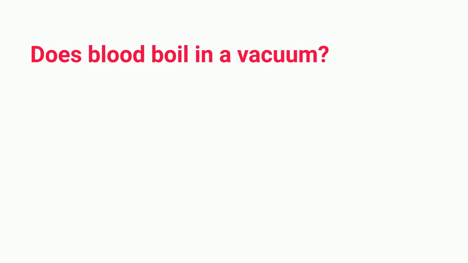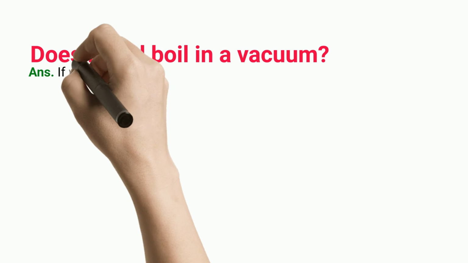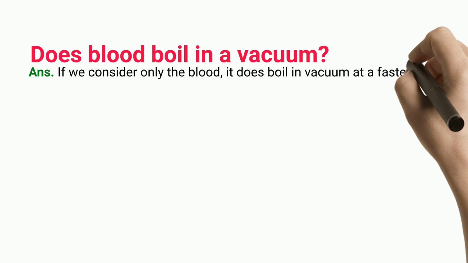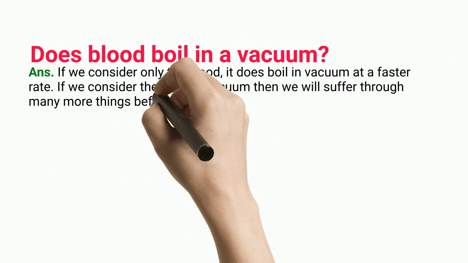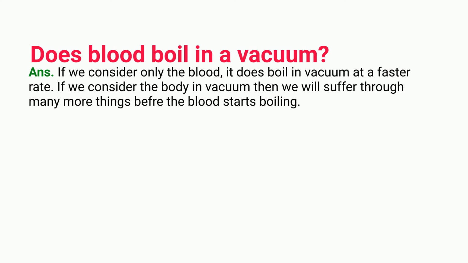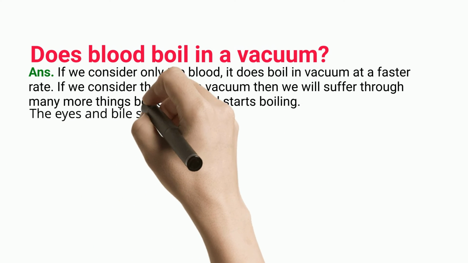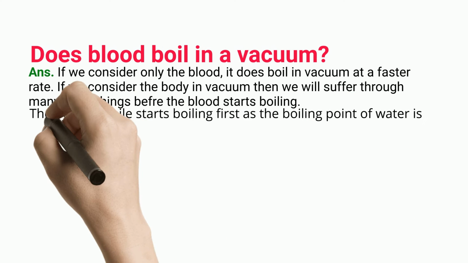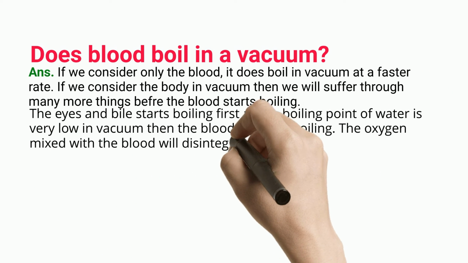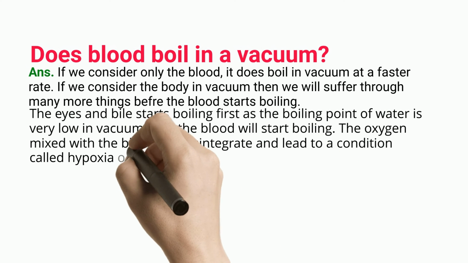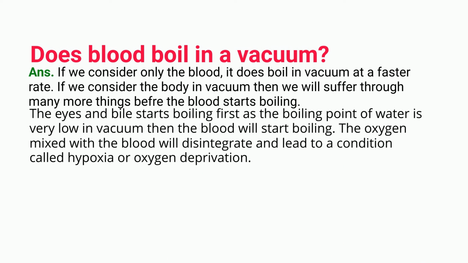Does blood boil in a vacuum? If we consider only the blood, it does boil in vacuum at a faster rate. If we consider the body in vacuum, then we will suffer through many more things before the blood starts boiling. The eyes and bile start boiling first. As the boiling point of water is very low in vacuum, the blood will start boiling. The oxygen mixed with the blood will disintegrate and lead to a condition called hypoxia or oxygen deprivation.